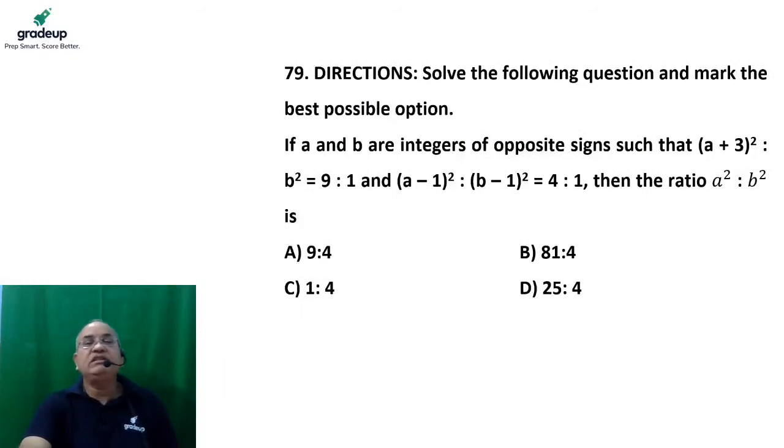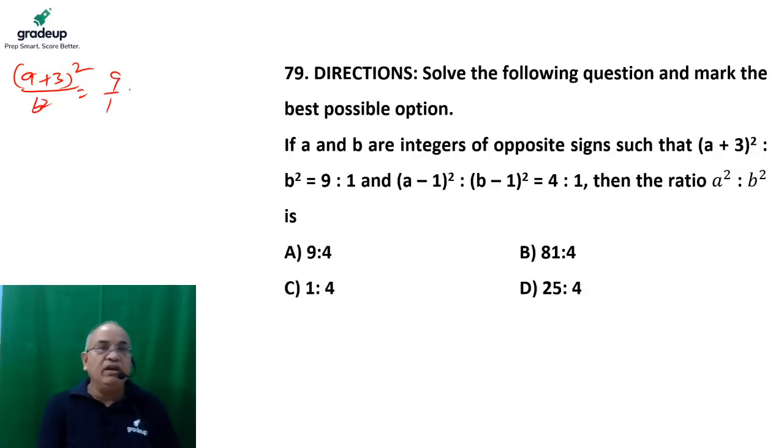Okay, so this is the first question of the day, which is the 79th question of CAT 2017 Slot 1. If a and b are integers, and it is given to us that (a plus 3) whole square upon b square is equal to 9:1. So from here we can say that (a plus 3) upon b is equal to 3. No problem, we can form an equation easily.